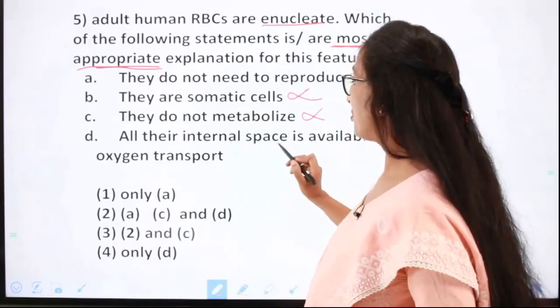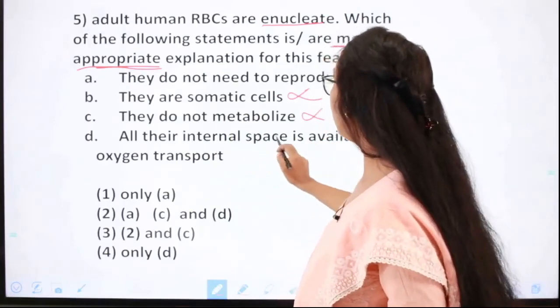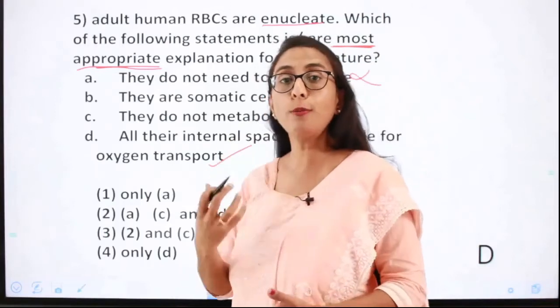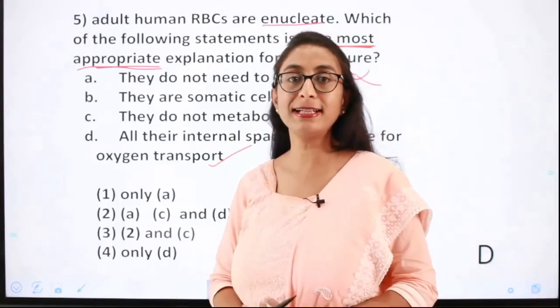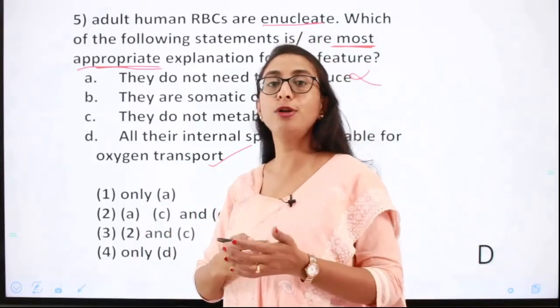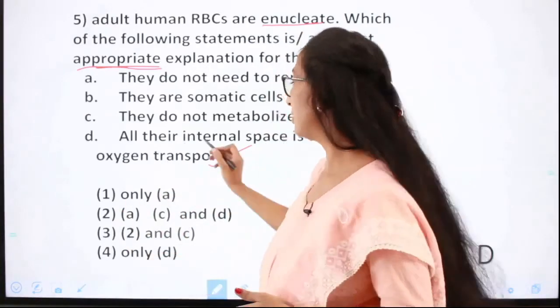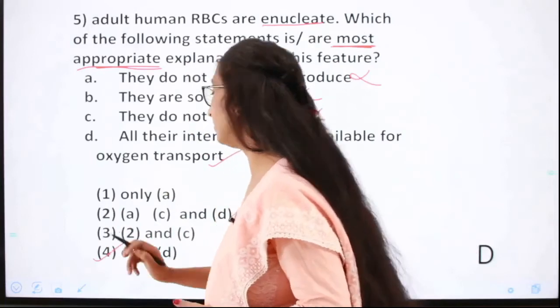So the only option that is left is all their internal space is available for oxygen transport. I told you they have the globulin protein, hemoglobin, isn't it? The function of the hemoglobin is to transport oxygen to various cells and tissues. So this is the right option and D is the right answer.